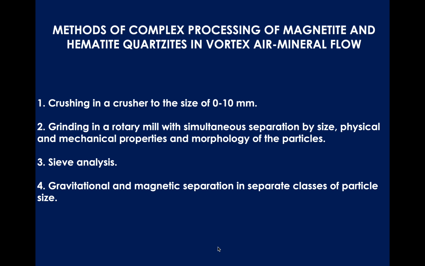Methods of complex processing of magnetite and hematite quartzites in vortex air mineral flow. The first, crushing in a crusher to the size of from 1 to 10 millimeters. The second, grinding in a rotary mill with simultaneous separation by size, physical and mechanical properties and morphology of the particles. The third, sieve analysis. The fourth, gravitational and magnetic separation in separate classes of particle size.